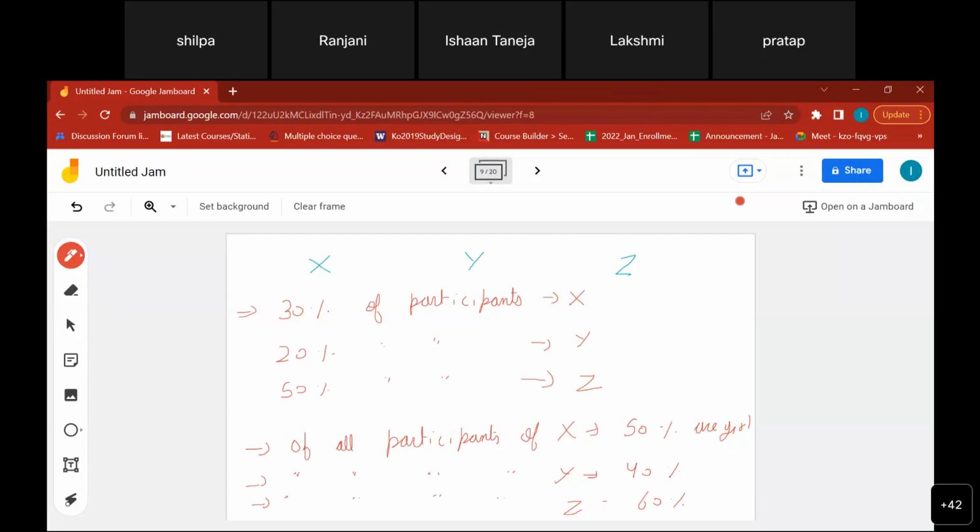Are you clear with the question statement? Is the question statement clear to everyone? Yes. Okay, so how would you approach this one now? So what do we have to find? That the selected participant is a girl. If we are selecting one participant at random, what is the probability that the selected participant is a girl?